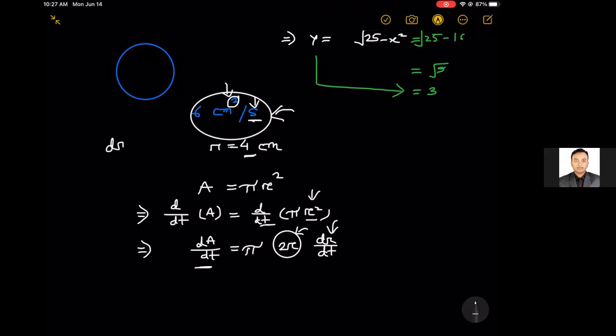If I say it's dr dt, do you agree? Because dr dt is the rate of change for this radius. That means the way the radius is changing, right? dr dt. It's really important to understand what it actually wants you to find. First of all, do you agree that we're actually trying to find dr dt? Do you agree with that?